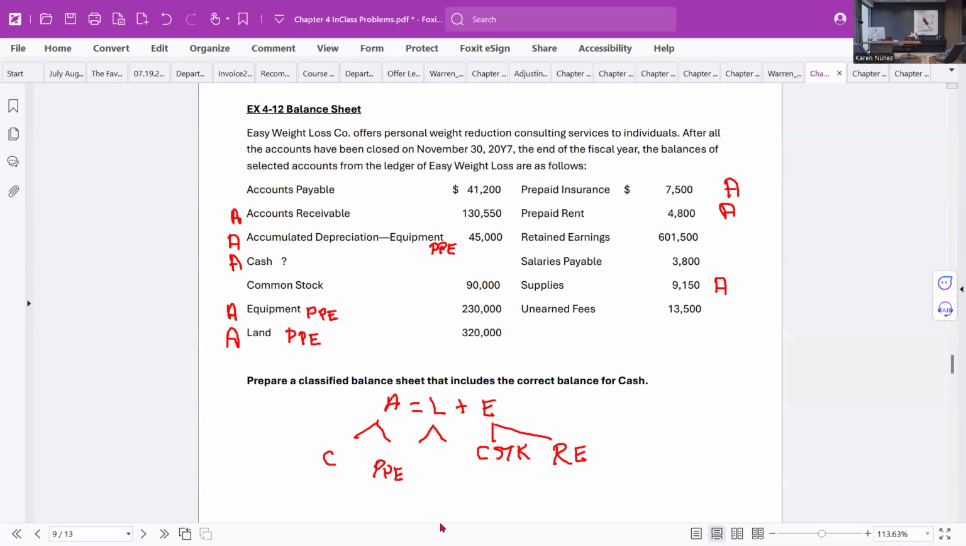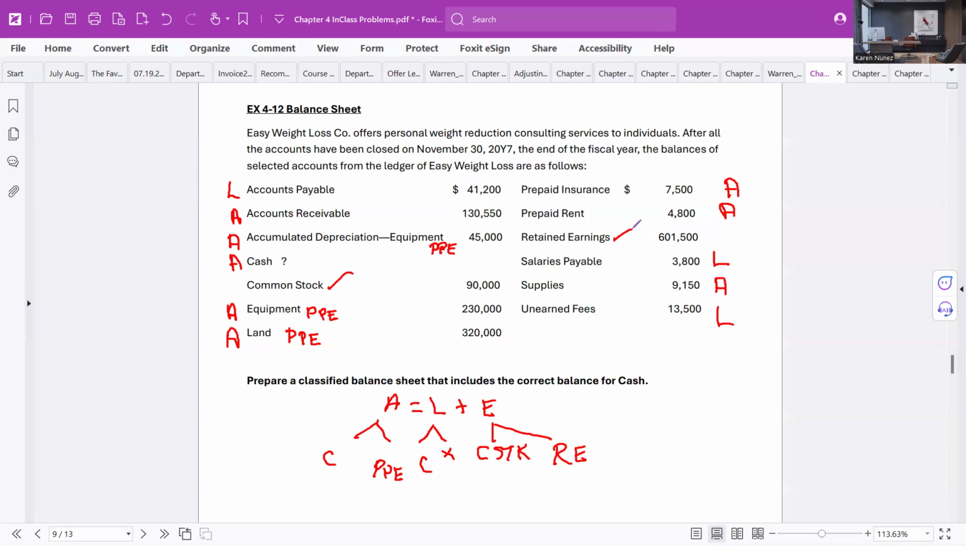And then the liabilities. Well, liabilities, we've got accounts payable, right, which is a liability. And then let's see, we also have salaries payable, which is a liability, and we have unearned fees, which is a liability. And all three of those are current liabilities. We don't have anything that they've identified as kind of a long-term liability. All of those are current liabilities. We don't have anything else here. There's nothing else here. And then of course there's the common stock and there's the retained earnings. So that's everything.